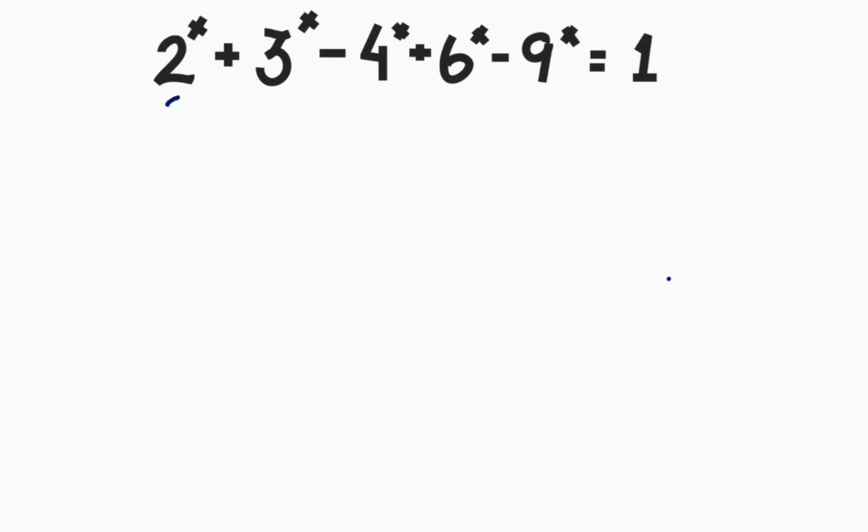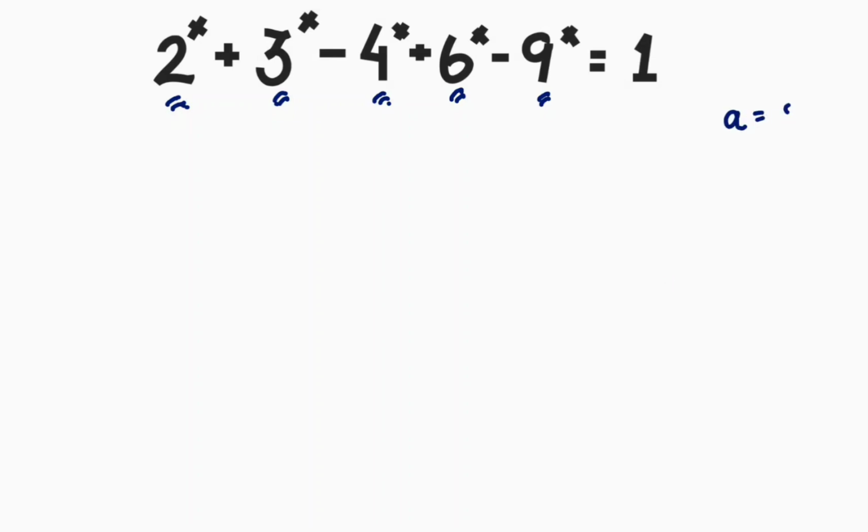We have 2 raised to the power x, 4 raised to the power x, which is 2 square. Then again we have 3 raised to the power x and 9 raised to the power x is 3 square, and 6 is multiplication of 2 into 3. So we can find some similarities.